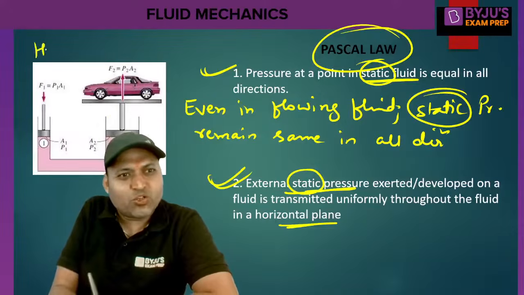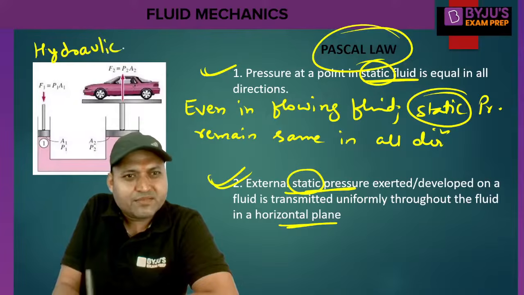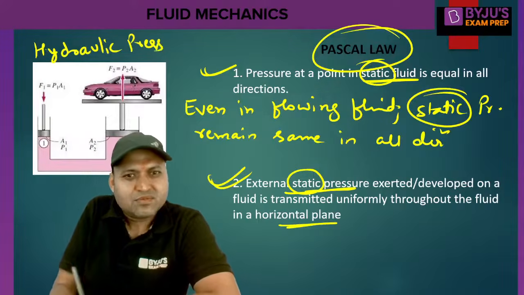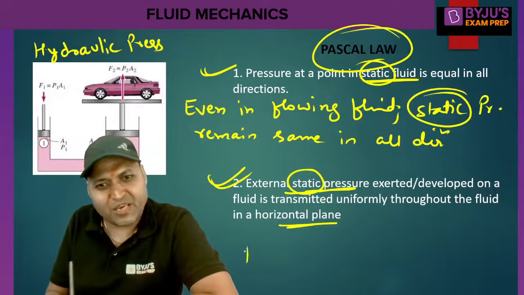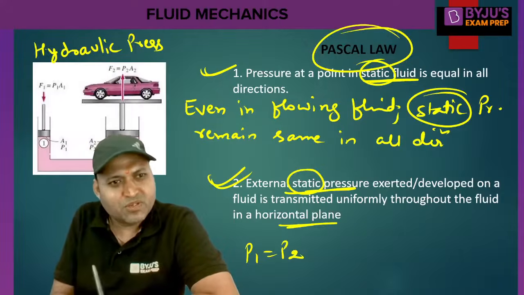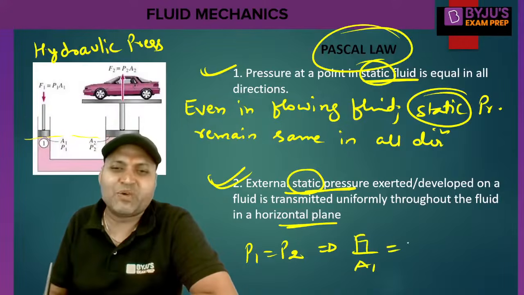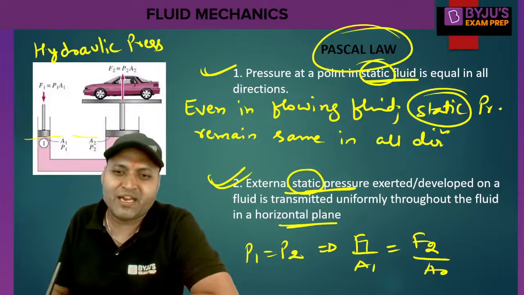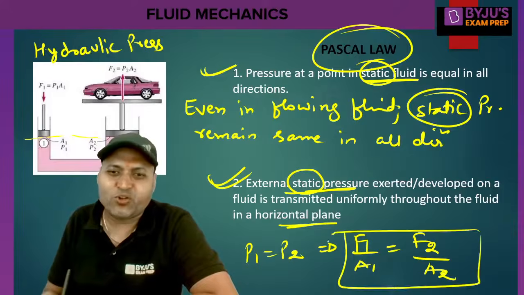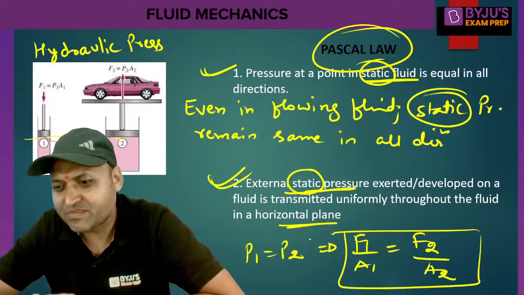Hydraulic press works on the principle of Pascal law. According to the hydraulic press, P1 is equal to P2. So we can say F1 by A1, the normal force per unit area, is equal to F2 by A2. That is the expression used in the hydraulic press, hydraulic ram.